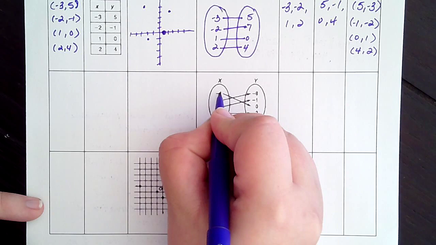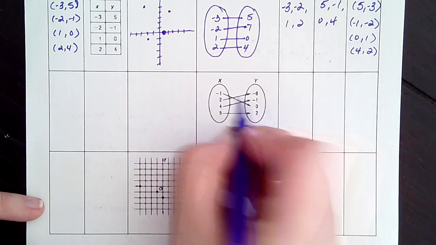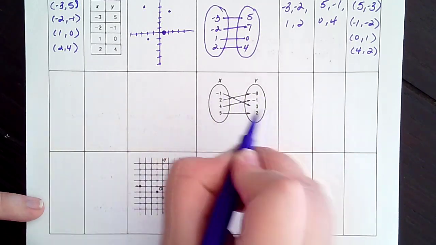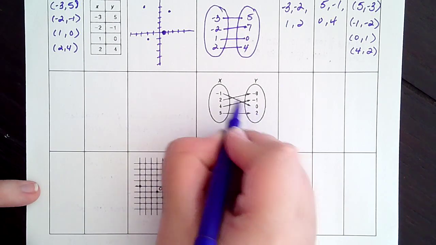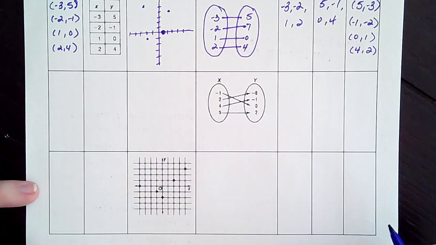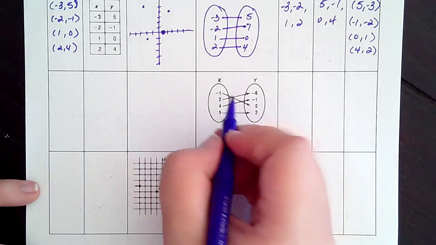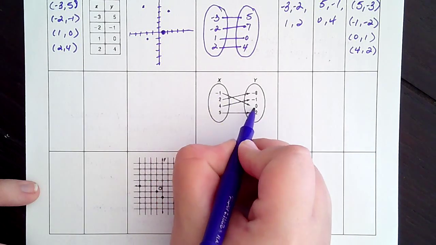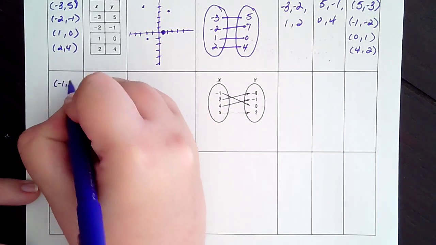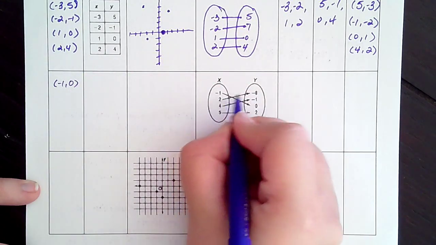I notice my -1 is connected to my 0. It's not connected to the one right across from it. That's not what the arrow indicates. That's also why I like to do my relation first, because I can be really careful about what connections I'm making. So -1, 0 is my first number.